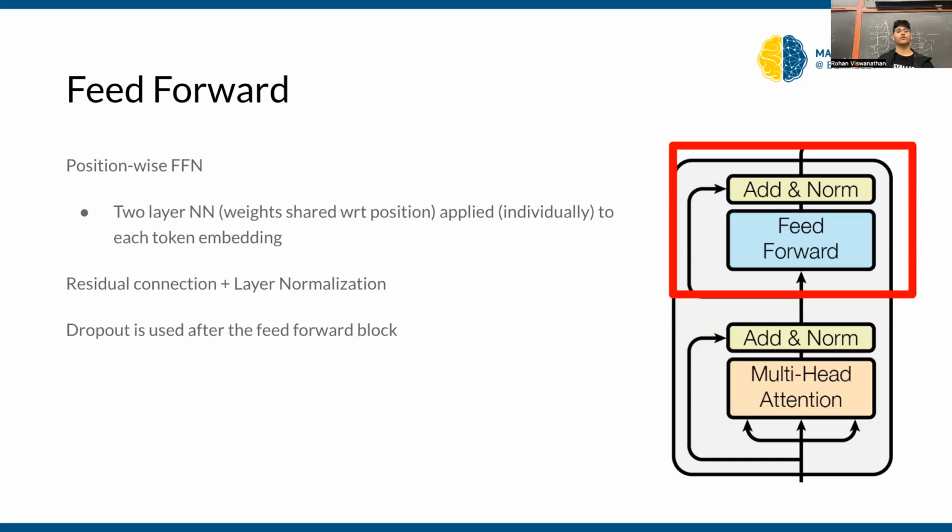Alrighty, so the feed-forward neural network is a two-layer neural network where you have weights shared with regards to position, applied individually to each token embedding, right? This represents the combination stage that we talked about before, where after this you have a residual connection and a layer norm applied. And dropout is used after the feed-forward block to ensure that you're not overfitting to a certain representation.